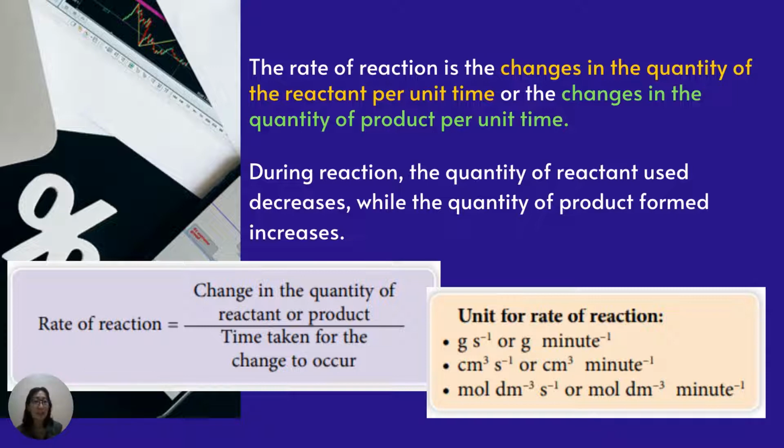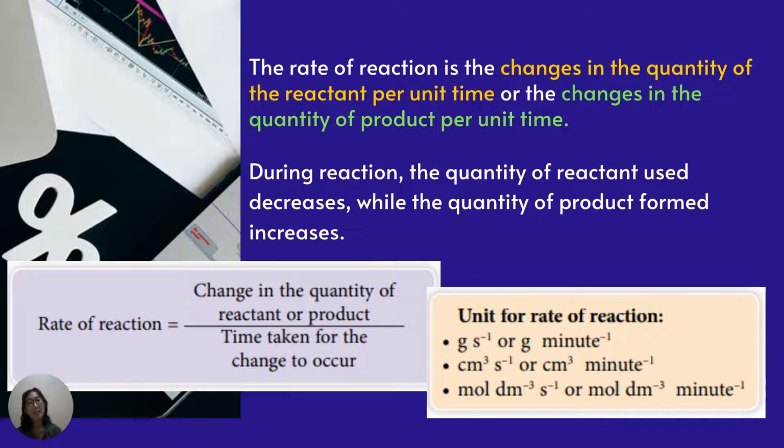What can you understand about the rate of reaction? The rate of reaction is the change in the quantity of the reactant per unit time or the change in the quantity of product per unit time. During a reaction, the quantity of reactant used decreases, whereas the quantity of product formed increases. Rate of reaction can be measured by using the formula: change in the quantity of reactant per time taken for the change to occur, or change in the quantity of product per time taken for the change to occur.